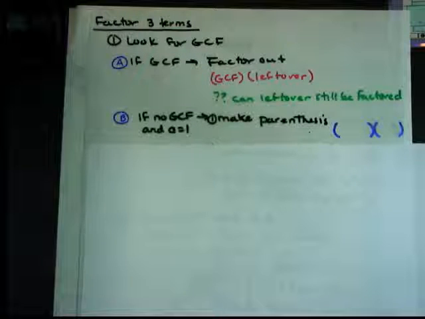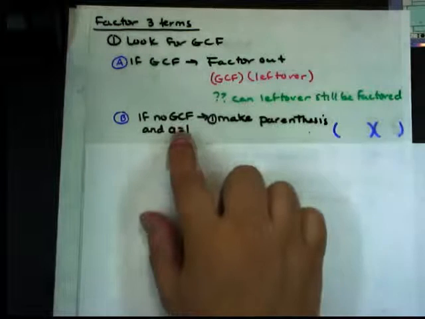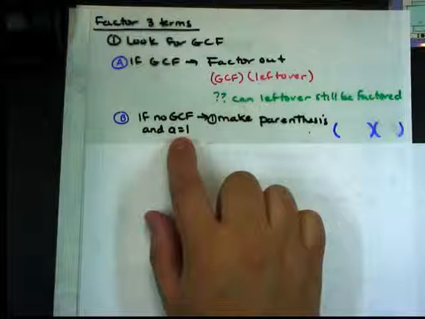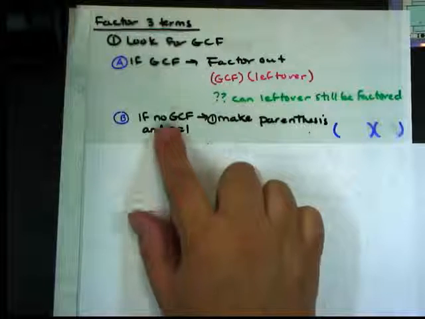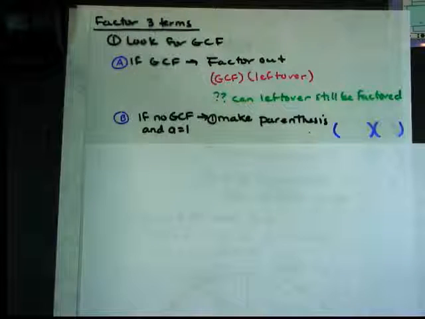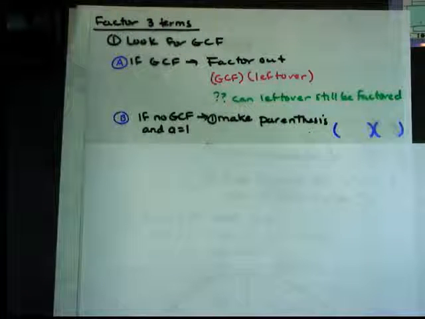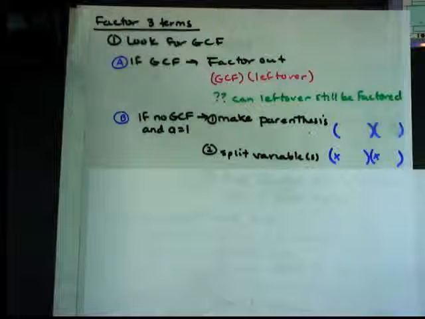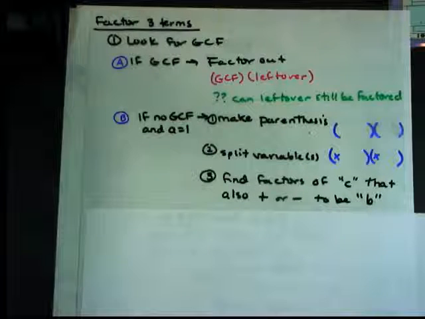All right, next part. If there is no GCF and that a is 1, what that a is, that's the leading coefficient of our general form. If a is 1, we do something different than when a is not 1. So, if a is 1, we make our parentheses, we split our variable, and then we find all the factors of c that would allow us to add or subtract to be the b.